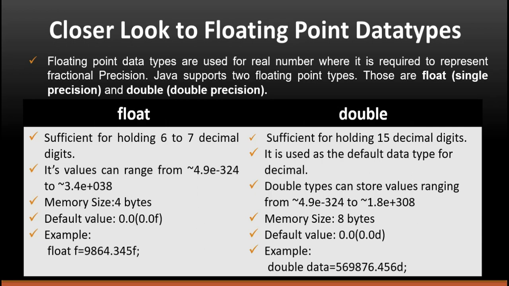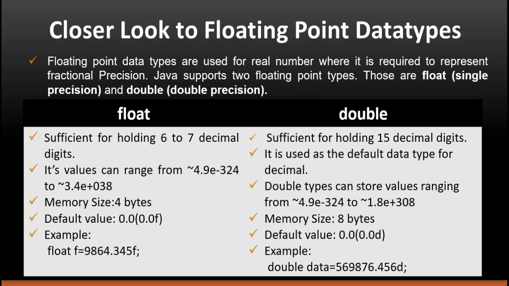Next type of data is floating point data, that is data with fractional values. Floating point data types are used for representing real numbers or a number which has fractional precision. Java supports two floating data types. One is float, another is double. Float is also known as single precision data type and double is known as double precision data type.